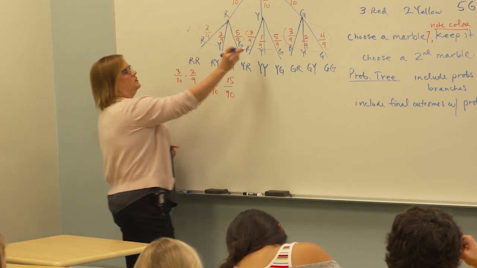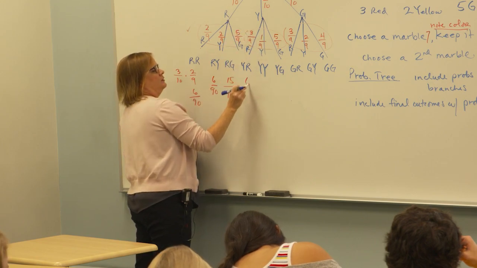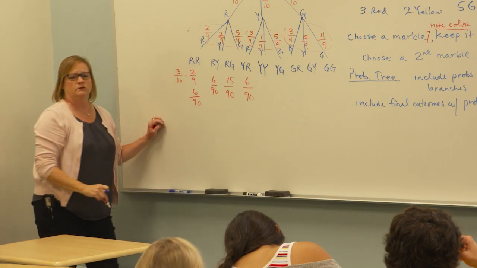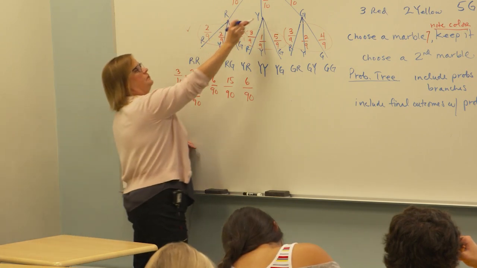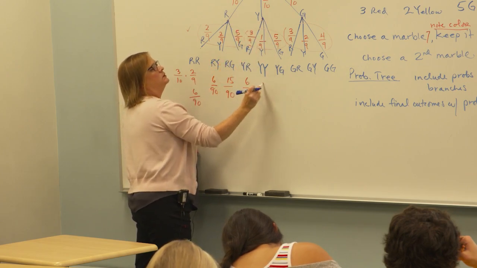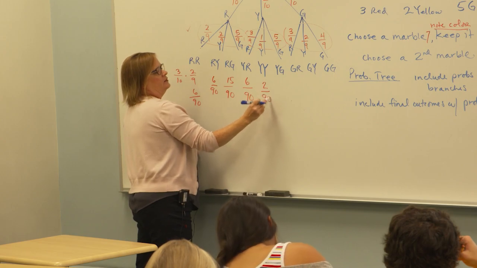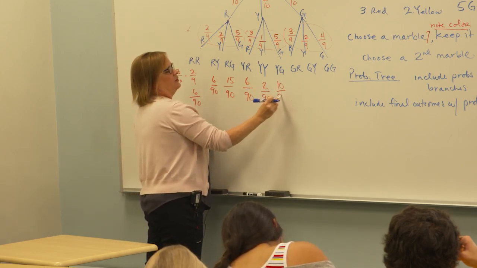Okay, what's next? Yellow, red. 2, 3, 6. Should be the same as getting red, yellow. Yep. Just the other order. How about yellow, yellow? That only happens, what, 2 out of 90? And then yellow, green, 10 over 90.